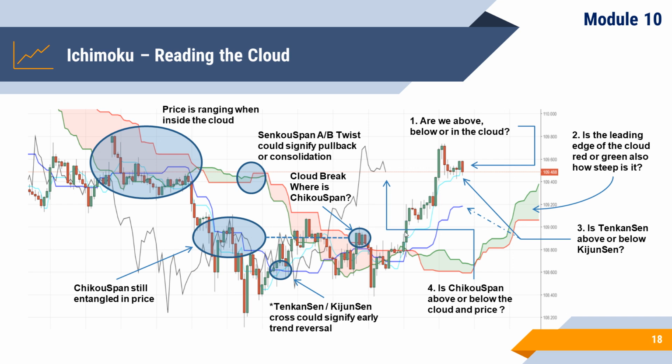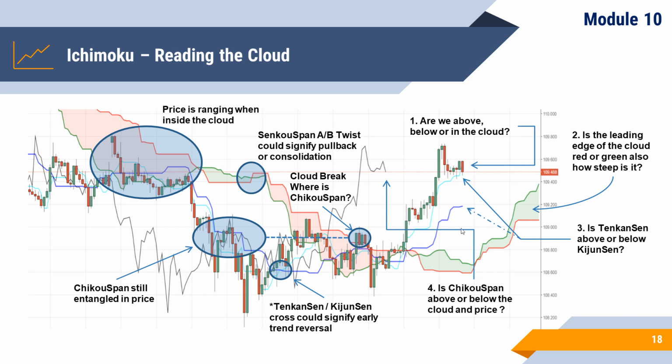Okay, so here we have another big bullish candle. That is usually a good signal, but let's first measure it against our Ichimoku trading strategy. 1, are we above the cloud? Yes, we're above the cloud. That's bullish. Leading edge: is the leading edge green, and also how steeply is it pointing upwards?